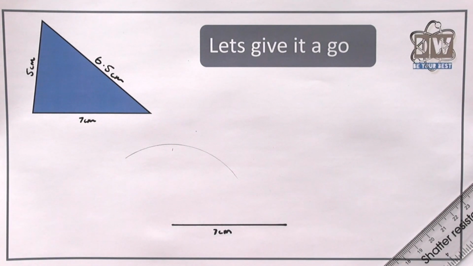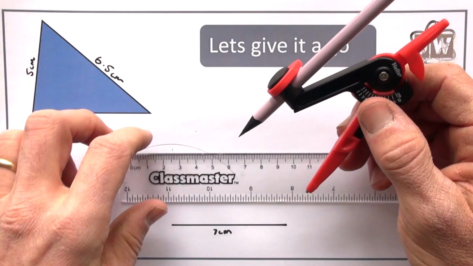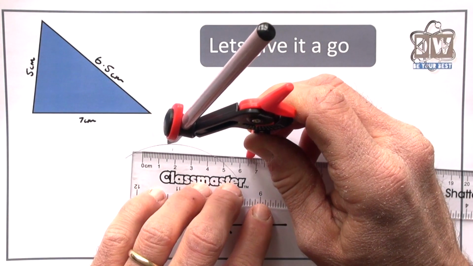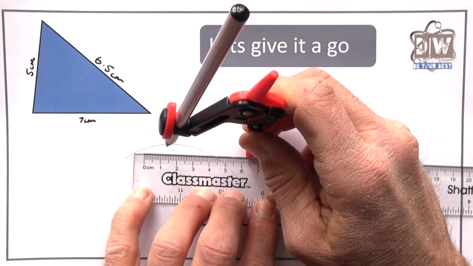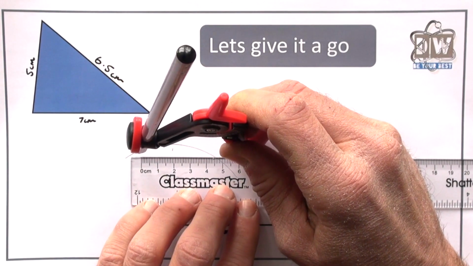Now for the 6.5, again, I'm going to get my ruler out and measure 6.5 on my compass. So I'm going to go 6.5 there. You've got to be really, really careful. Take your time here to make sure that you don't move anything. Get it roughly where you think it is, 6.5.